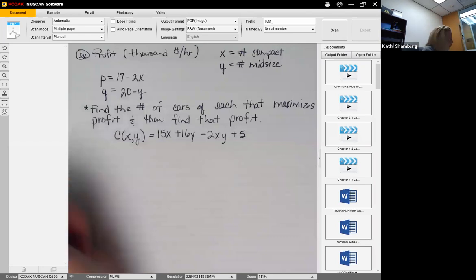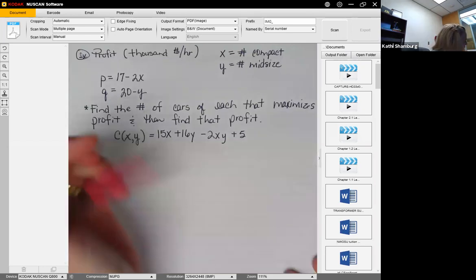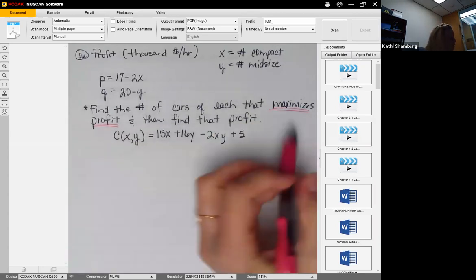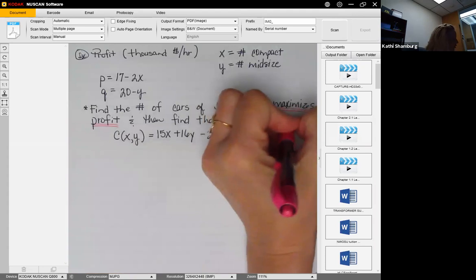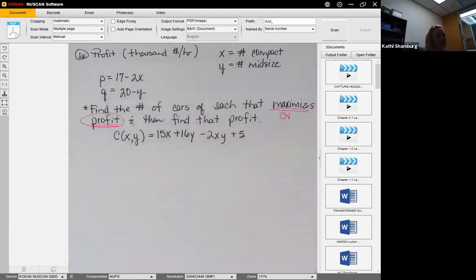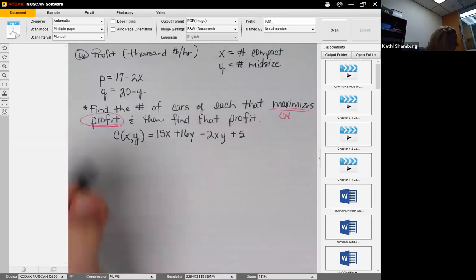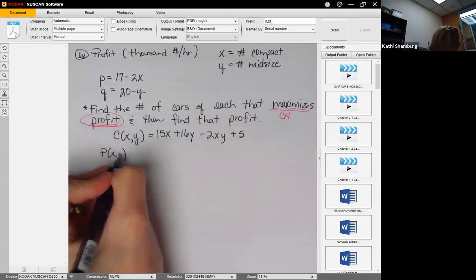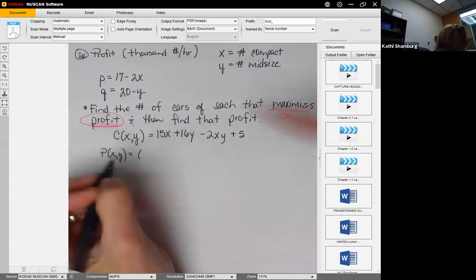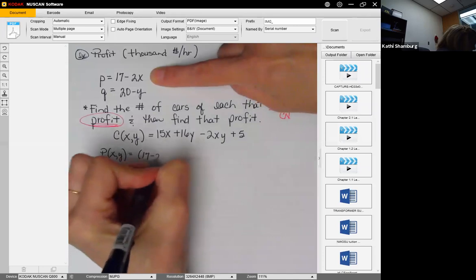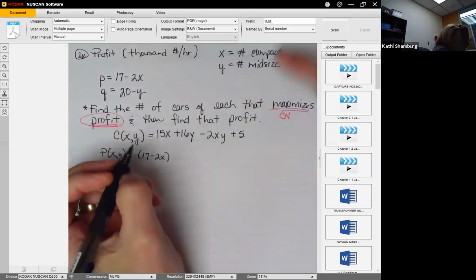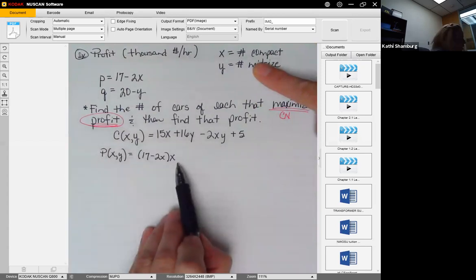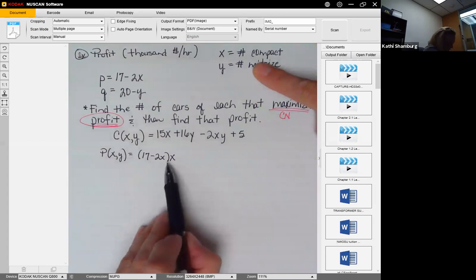Okay, so we're dealing with profit and we want to know when it maximizes. Okay, so maximize means we're going to deal with critical numbers, but I first need my profit function because I don't have my profit function. All right, so your profit function is your price times number of compact cars. So if you have one compact car, then you would substitute that in, if you had two and so forth.